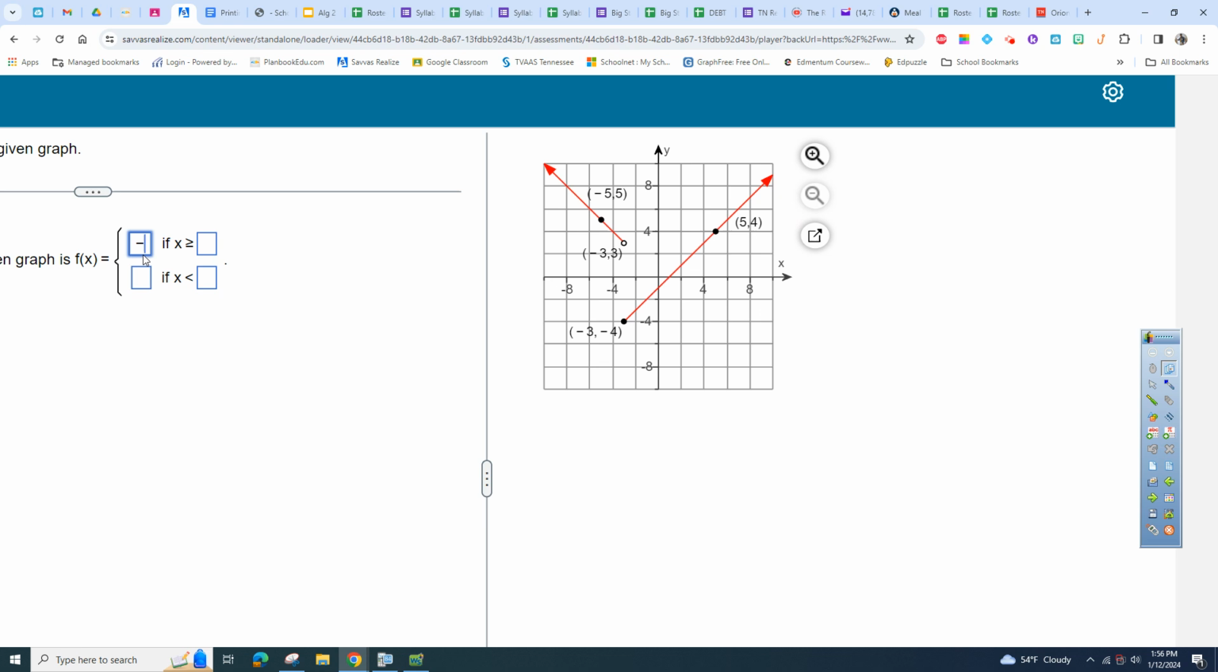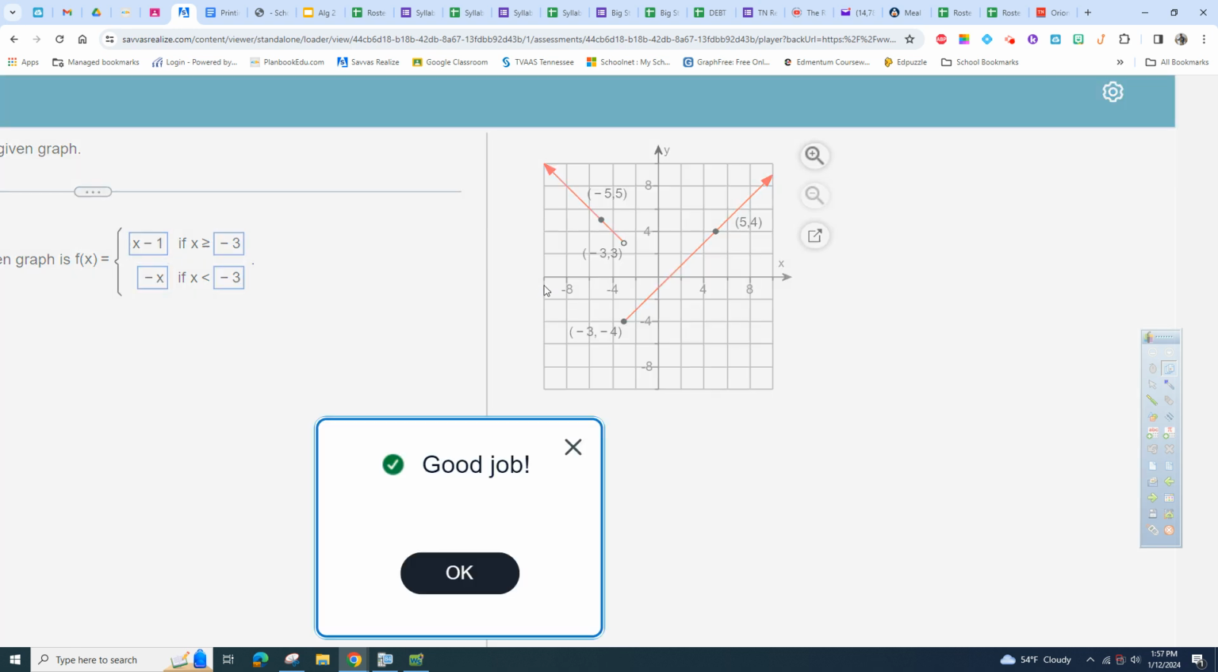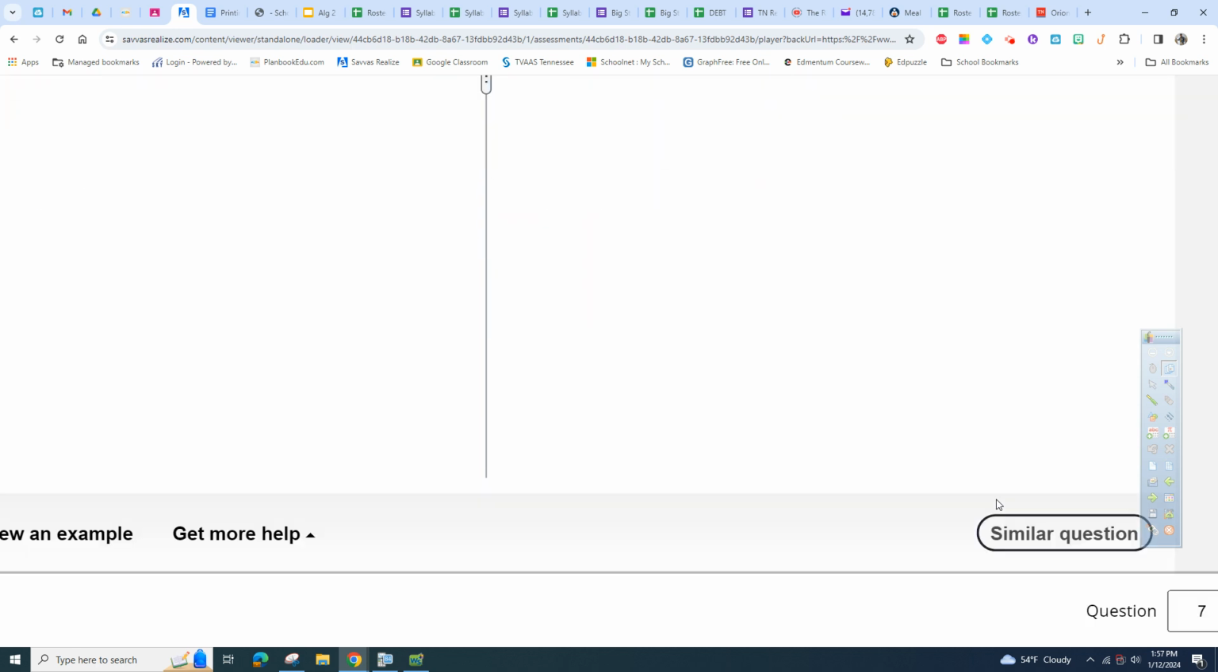So this is x minus 1. And that was -3 because these are both -3. And then this was just -x. All I'm doing is typing what I said before. Good job. All right.